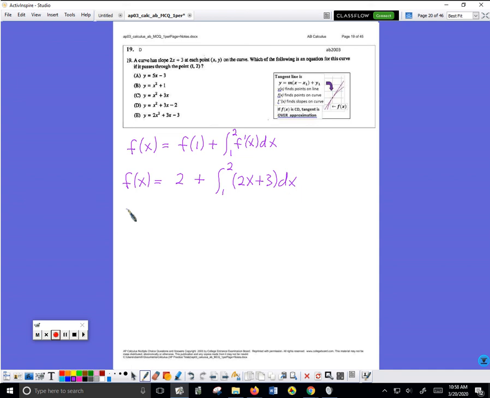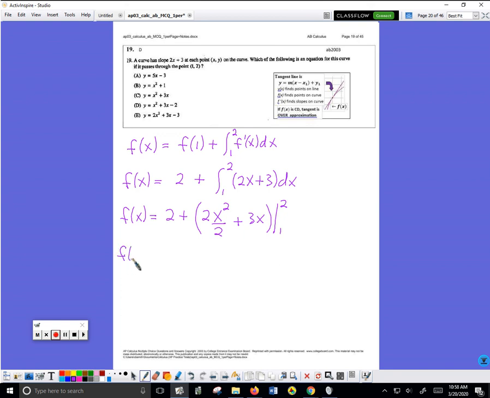I solve that integral by finding the antiderivative. Two things adding, I can find the antiderivatives separately. 2 is a multiplying constant. The antiderivative will become x squared over 2. The antiderivative of 3 is 3x, bar 1 to 2.